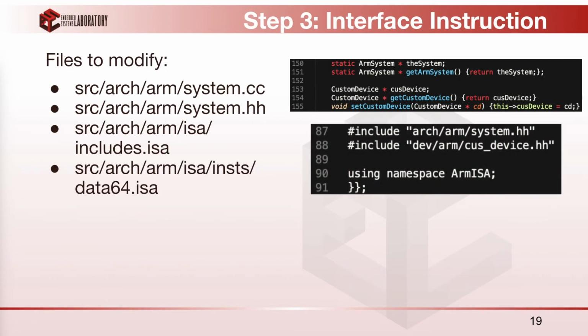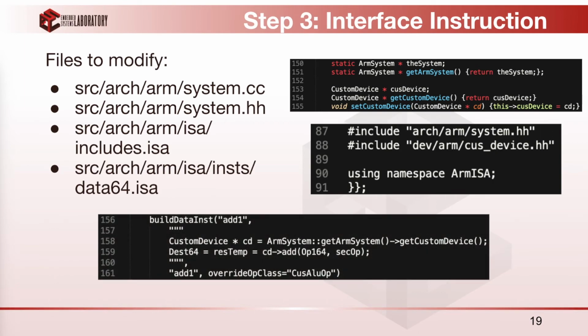Then in our ISA includes file, we add both the system and the custom device headers, which will ensure that these header files are compiled as the new instructions are generated. And finally, we adjust our custom instruction definition to use our custom device. As you can see in the code here, through the system, we get a pointer to the custom device, and then to get the result, we use the pointer to the custom device and call its add function using op164 and secop, aka the immediate, as the arguments, and then store the result in desc64.